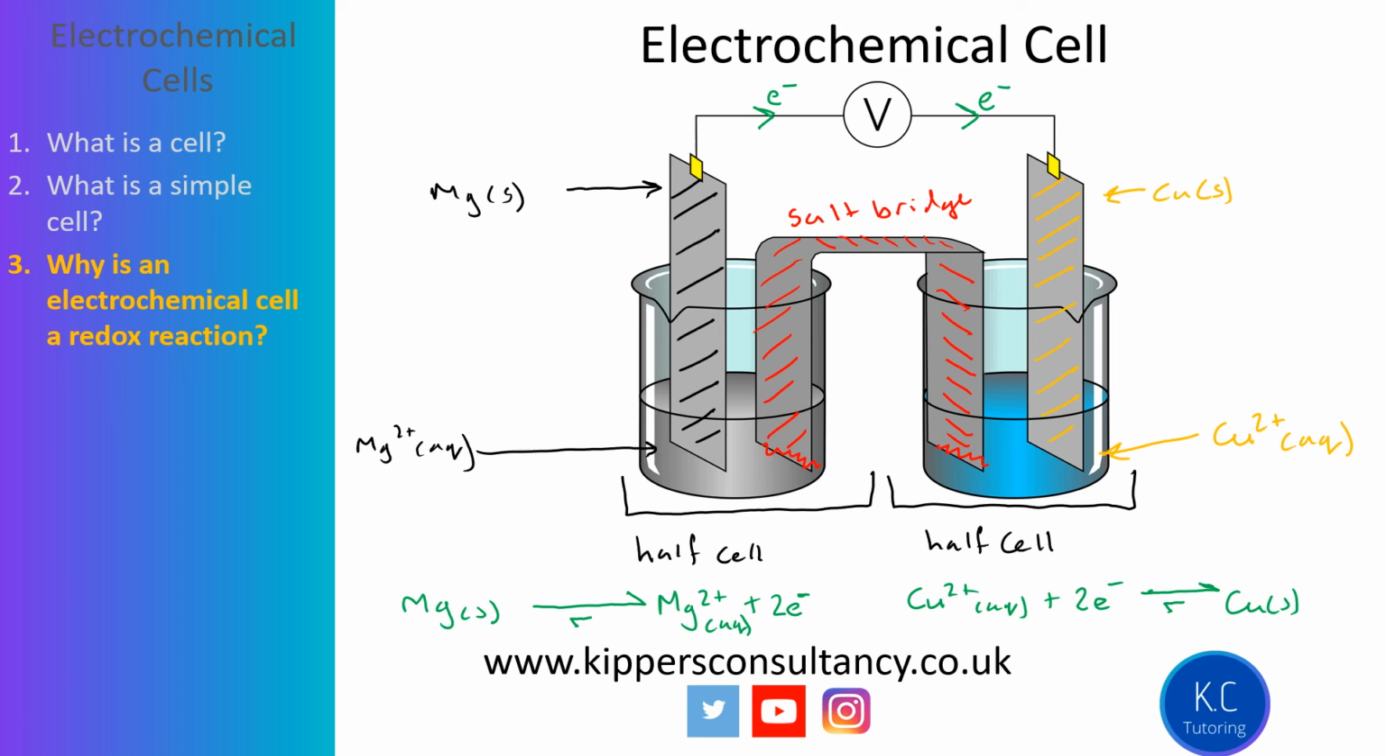Now, we can also talk about what's happening in the electrochemical cell as a redox reaction, because we can see that the magnesium is losing electrons. So the magnesium is being oxidized and the copper is being reduced. So we can see that since an oxidation and a reduction reaction are happening simultaneously, this is a redox reaction.